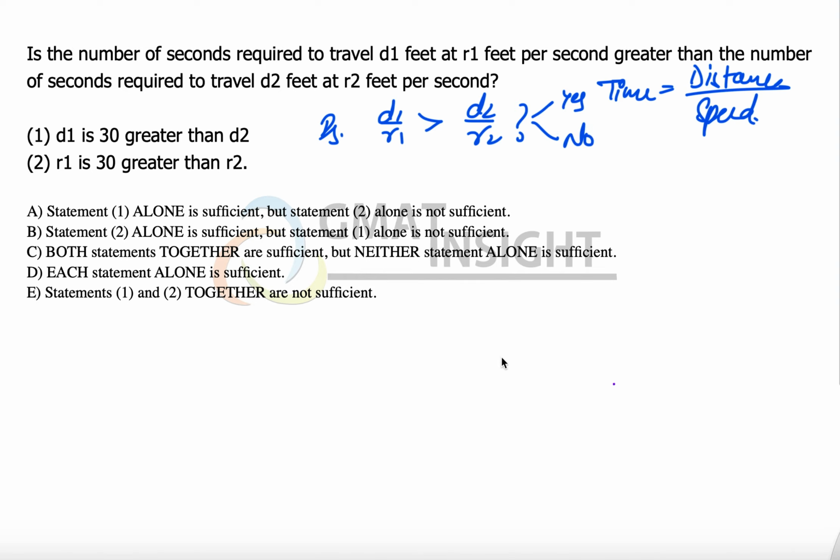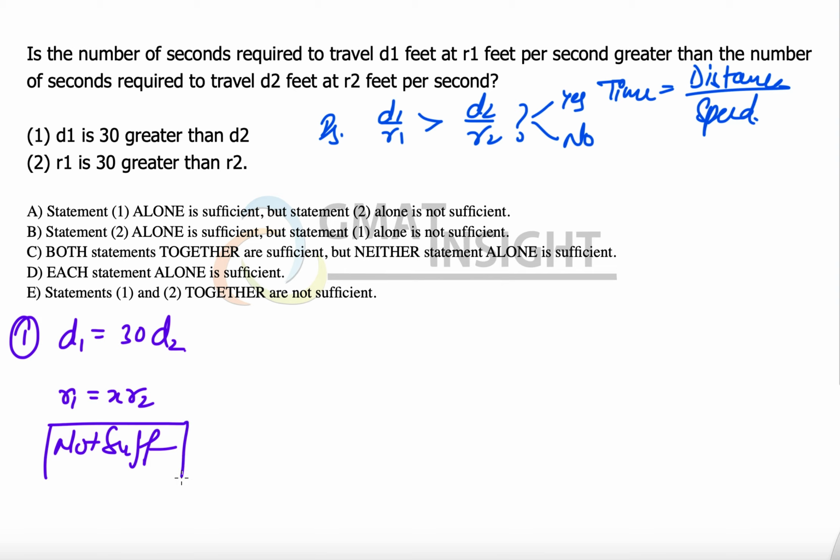Now let's look at the first statement. The first statement says that d1 is 30 greater than d2, but here there is no relationship between r1 and r2 given, therefore not sufficient to answer the question. And now let's go to the second statement. A option and D option can be crossed off.